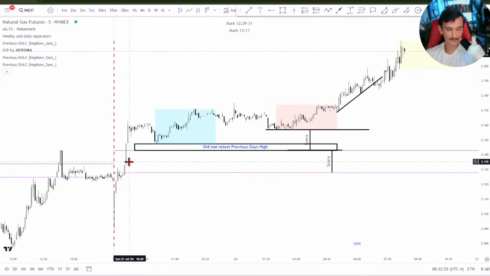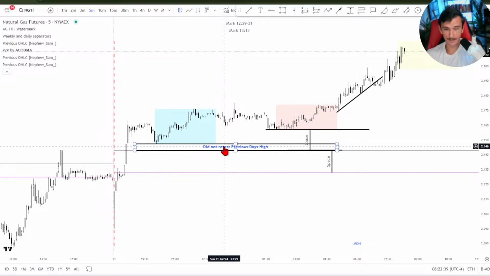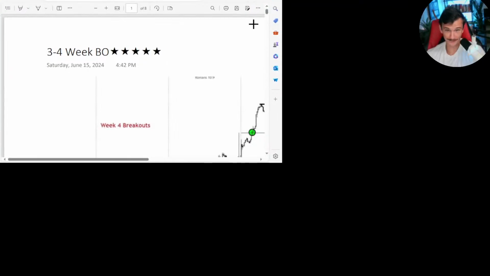Now, what's important to me are the details of what is about to happen. Number 1, they have not retested the previous day's high. That is one of the criteria that I need for this trading setup, and it's actually one of the ones listed in my playbook. If it'll pull up. Why is it being so slow? It's just a PDF document. Okay, there we go. Goodness gracious.